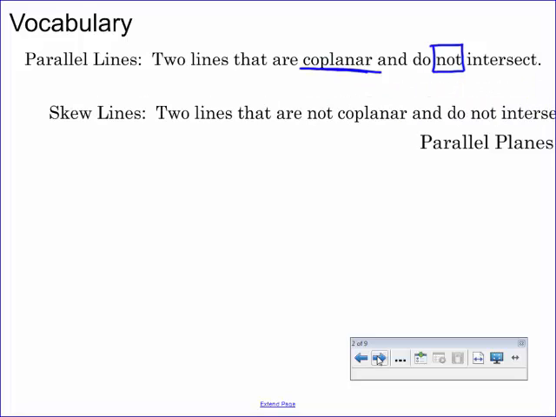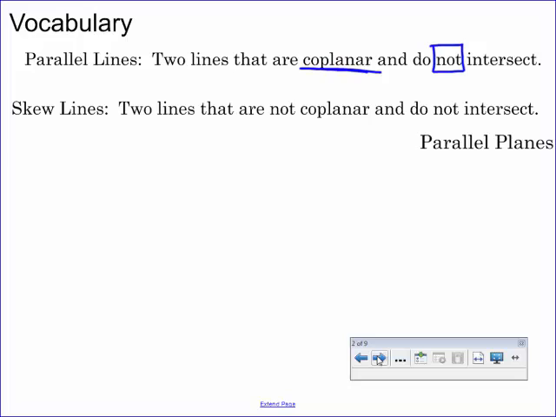Now, skew lines you've probably never heard of before. It's a very similar definition to parallel lines, but let's take a look at the difference. It says skew lines are 2 lines that are not coplanar and do not intersect. So this little key word, not, in the definition distinguishes the difference between these 2 words. Skew lines do not intersect, but they're not going to be coplanar. They're not on the same plane.